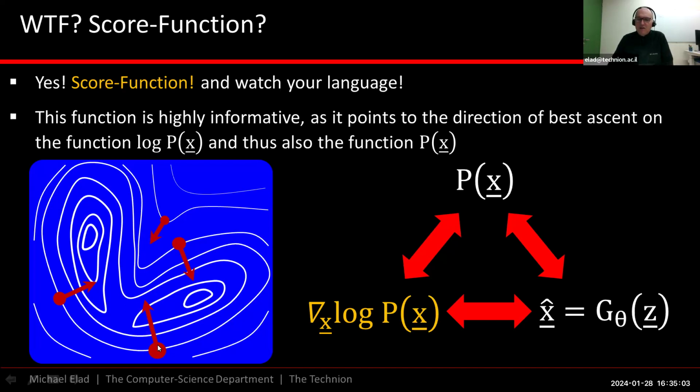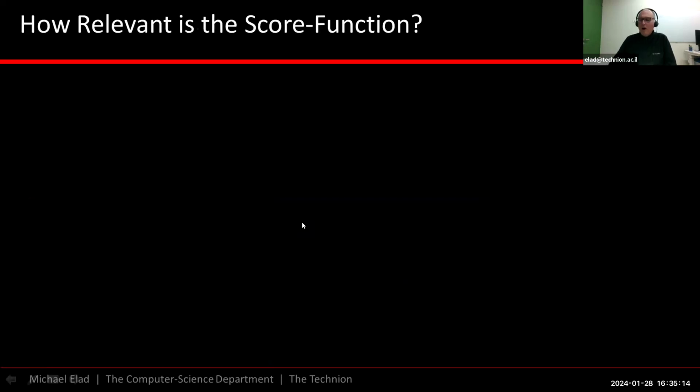Okay, what does it mean? It means that if you put me here and I go along this direction, I'm turning my image into better and better looking image because I'm increasing its probability. Great. So how relevant is this score function? Let's start with a simple illustration just to show that it is relevant.